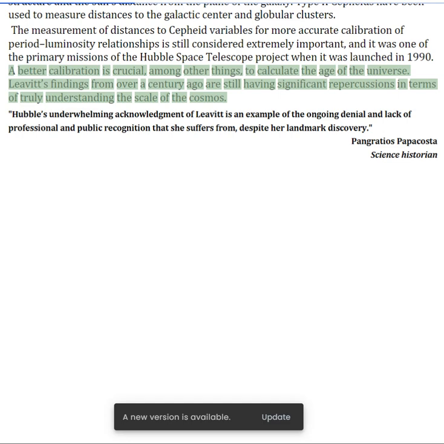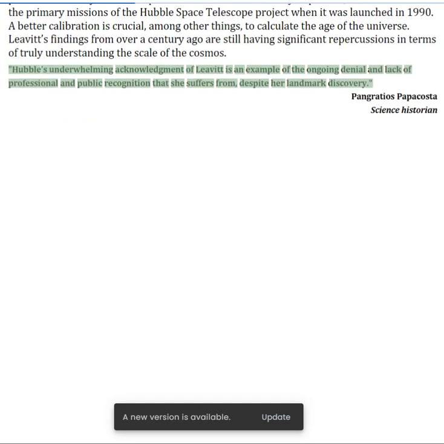the cosmos. Hubble's underwhelming acknowledgement of Leavitt is an example of the ongoing denial and lack of professional and public recognition that she suffers from, despite her landmark discovery.